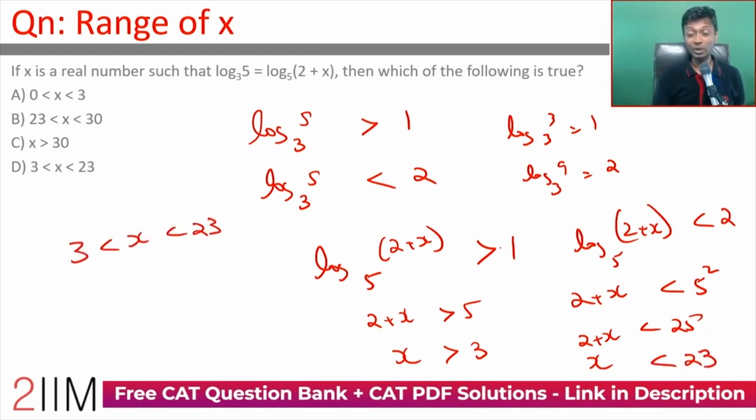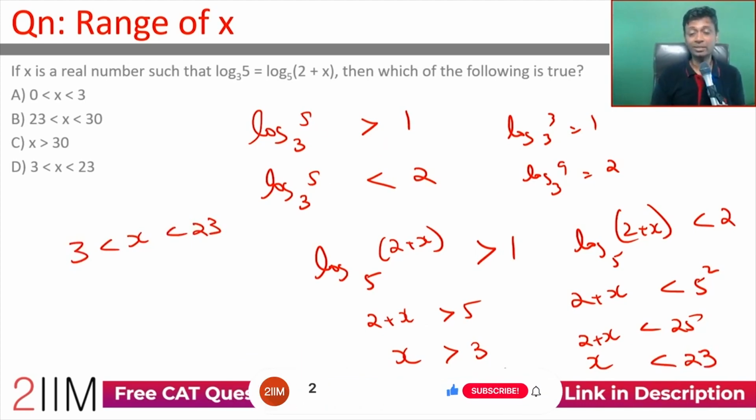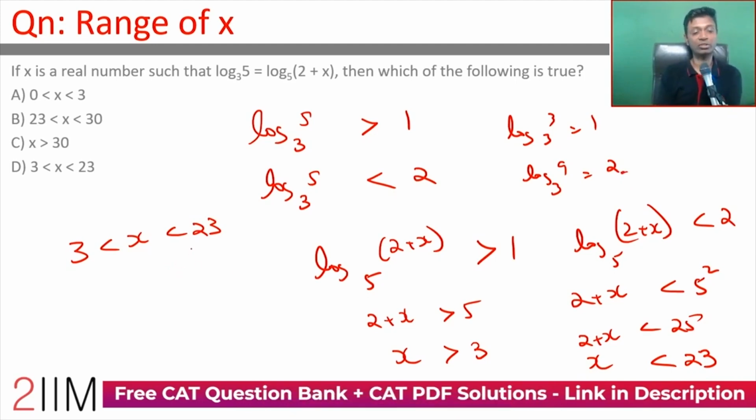We're going to get a narrower range than this. Log 5 to the base 3 is much more than 1. So probably x is not just greater than 3, x is probably greater than 5 or 6. And log 5 to the base 3 is much less than 2. So x is probably less than 20 even. X might lie in a narrower range, between 5 and 20 or 6, and we can find the precise value of x. But this is one range as a starting point.